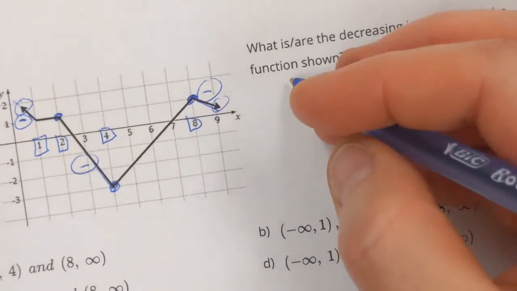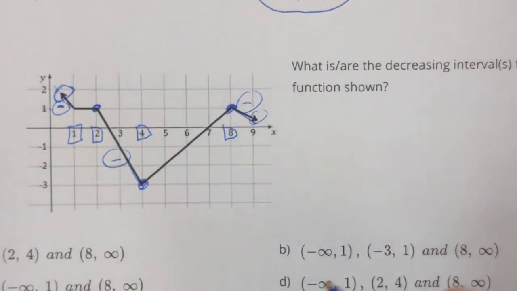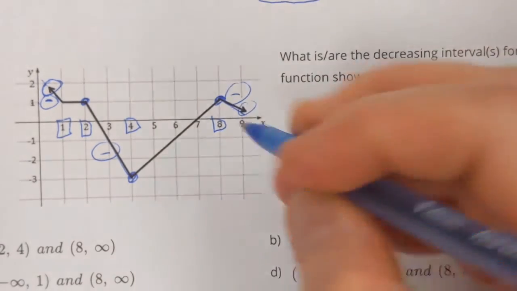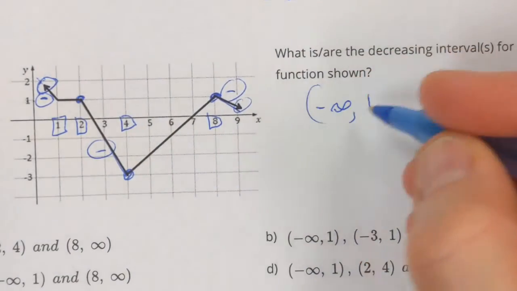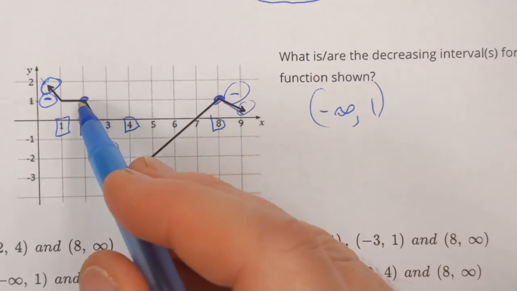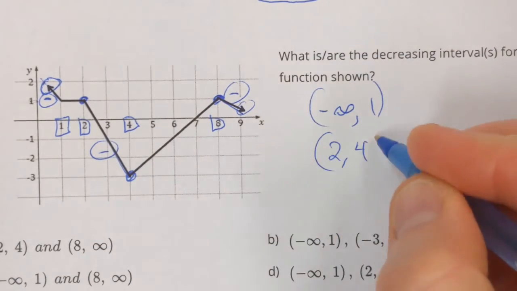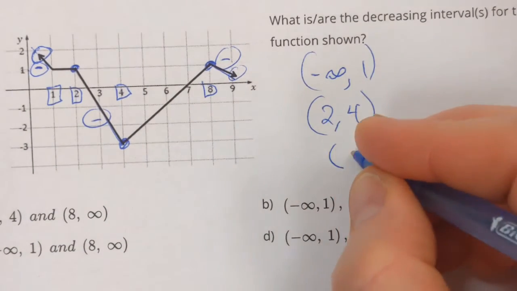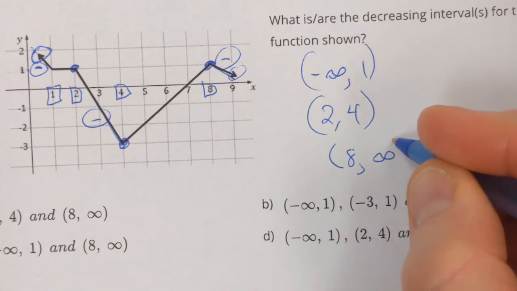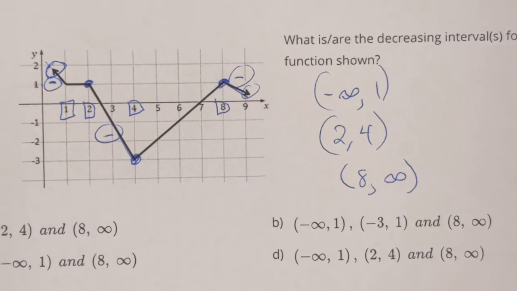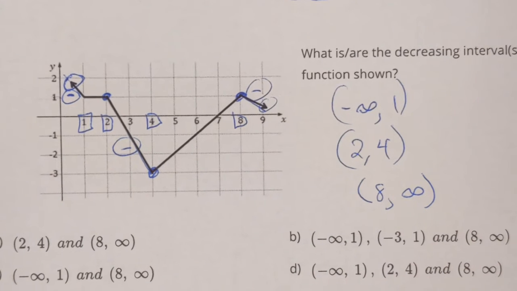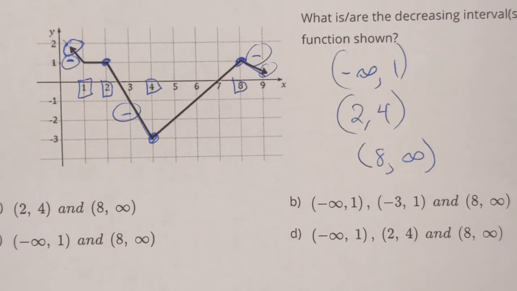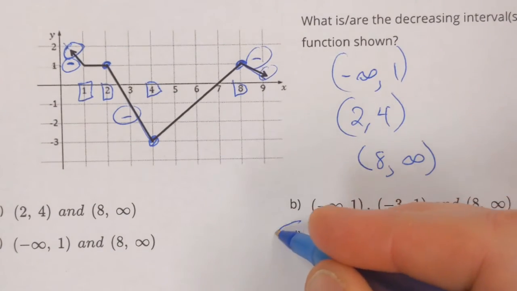So put this in the language. If the arrow goes to the left, you actually have to call that negative infinity. So this is going down from negative infinity to 1. And then it goes down again from the 2 to the 4. And then lastly, it goes down again from the 8 to the arrow. Now this arrow is going to the right, so we're going to use a positive infinity. So here's the 3 times this graph decreases where it goes down. And if we match it up, once again, choice D.